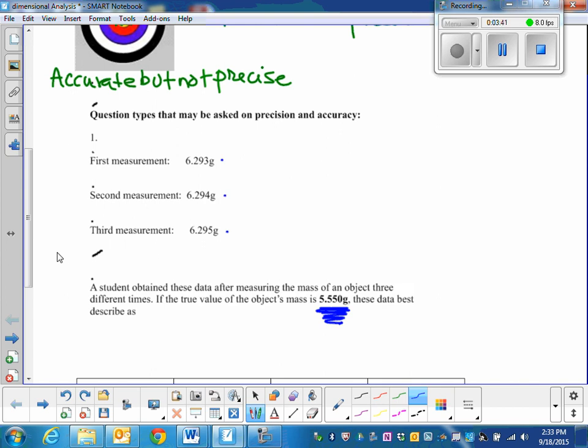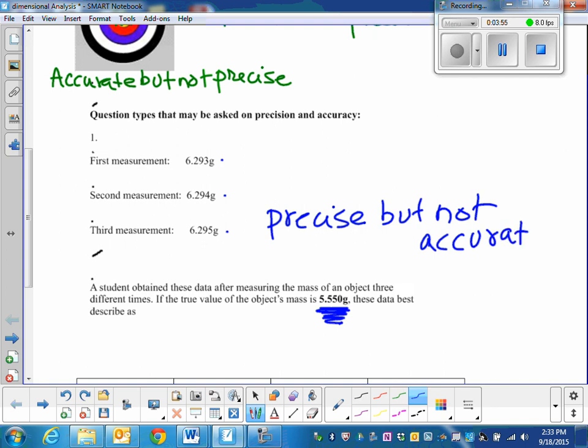What can you say about the data points? They're precise but not accurate. Do you understand that? Precise but not accurate.